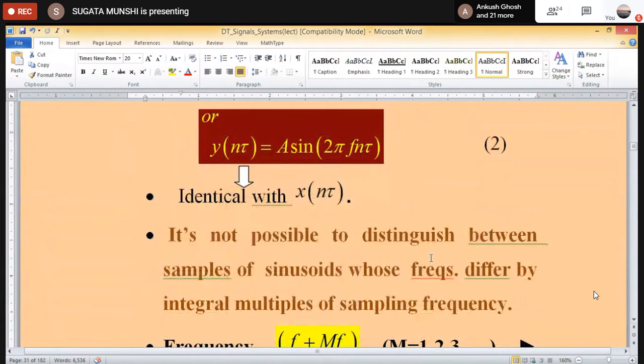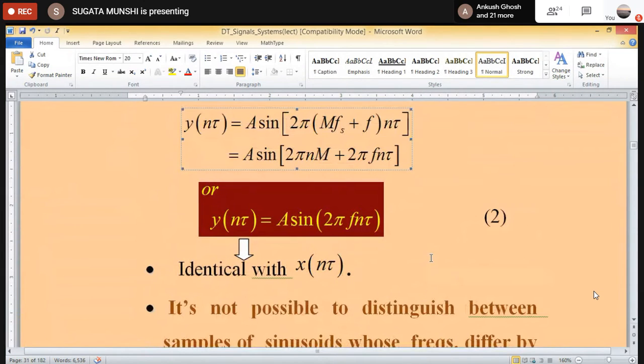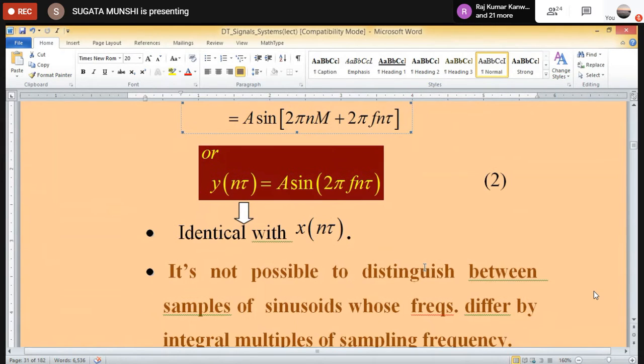So for y(t), there will be aliasing since the frequency of y(t) is greater than the sampling frequency. That's what I'm trying to point out. All these frequencies, m fs plus f, will be aliased into the frequency small f. That is what is happening here. Aliasing will take place in case of y(t). Okay.